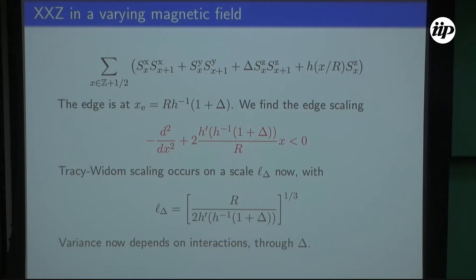This gives an analytical prediction, which depends on delta, the interaction strength. It's in principle an exact formula, which I derived, as far as you want from a proof. I mean, it's just pure hand waving. If you think of H constant, the ground state is fully polarized if H is larger than 1 plus delta. If you're smaller, then there are fluctuations. So to determine where the edge is, I just need to know where H of X over R equals this. This defines the edge.